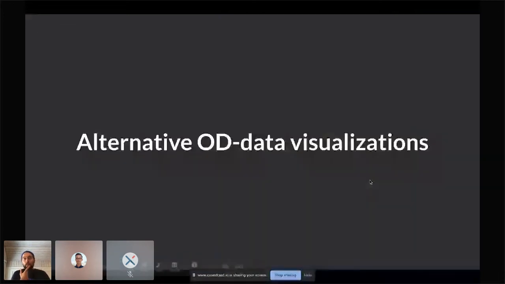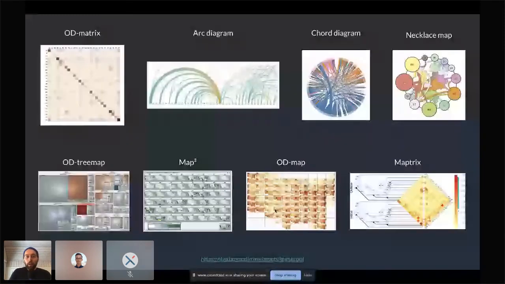But as I mentioned, flow maps have issues. There are alternative ways of representing OD data. I won't discuss them in much detail. If you want to, I put a link to my thesis where I discuss them. But I just want to say that they all compromise something that flow maps have, mostly the geographic representation and the spatial overview.